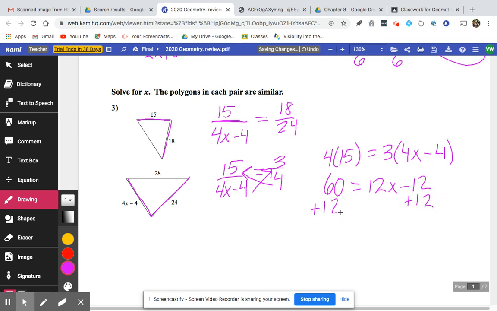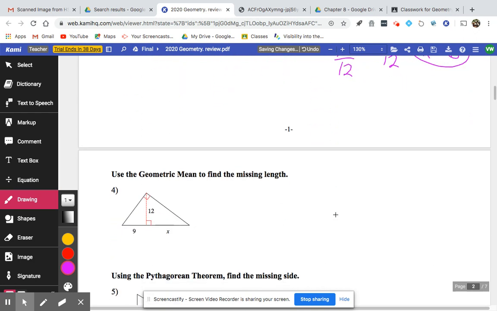You add 12 to both sides, you get 72 equals 12x divided by 12, and you get x equals 6. And that's how you do number 3. We're going to go ahead and scroll down to the next page, jump right in with number 4.